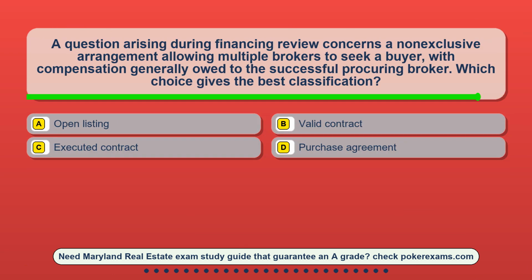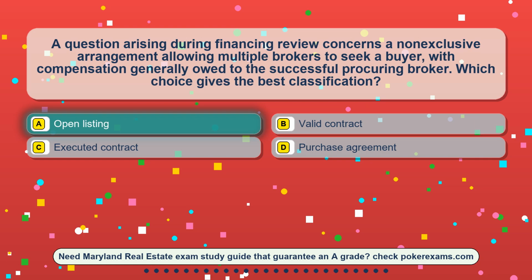Question 17. A question arising during financing review concerns a non-exclusive arrangement allowing multiple brokers to seek a buyer, with compensation generally owed to the successful procuring broker. Which choice gives the best classification? Option A, open listing. Option B, valid contract. Option C, executed contract. Option D, purchase agreement.